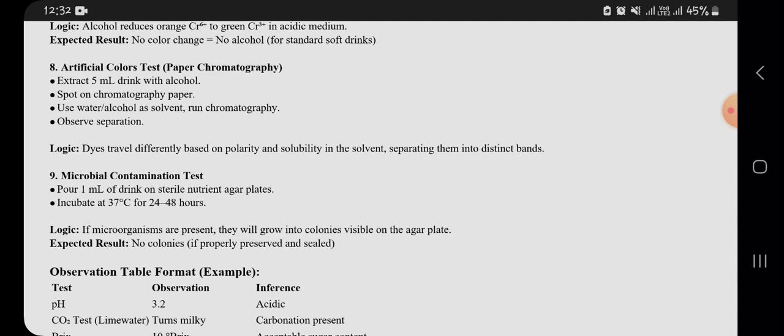Pour 1 ml of drink on sterile nutrient agar plates. Incubate at 37 degrees Celsius for 24 to 48 hours. Its logic is if microorganisms are present, they will grow into colonies visible on the agar plate. Expected result is no colonies if properly preserved and sealed.